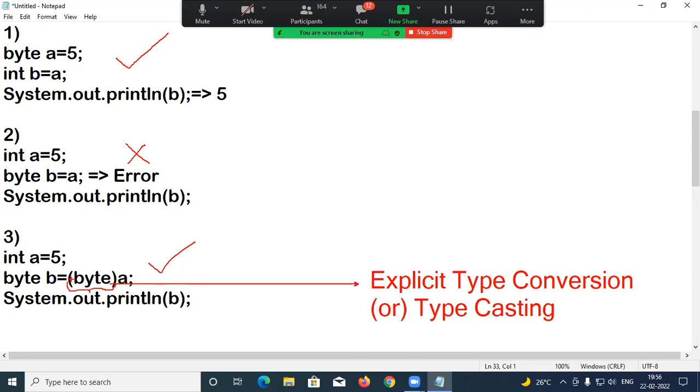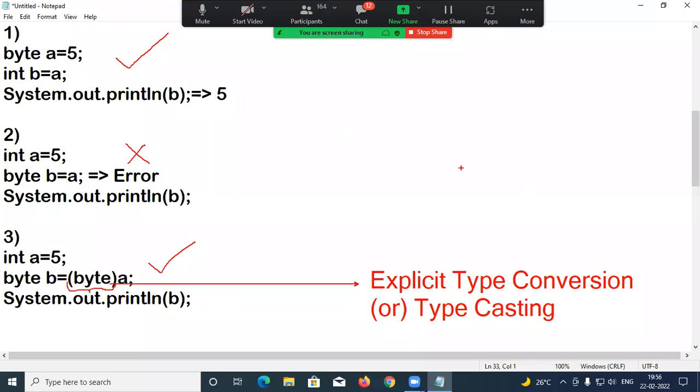Now the fourth code snippet, I'll ask you to give the answer. Okay. So here int a equal to 5. A is an int type. This int myself I am converting into byte. It is then assigned. That's why valid. It comes under 23 conversion. That's why we have to convert explicitly.